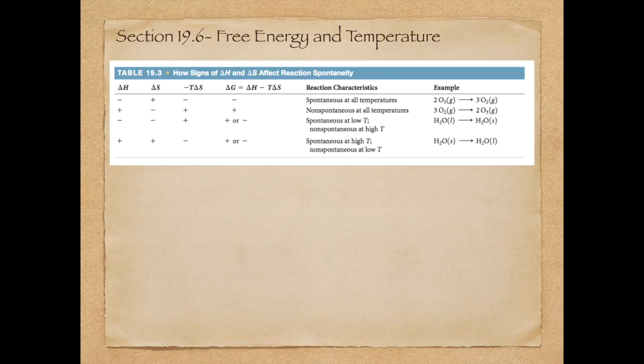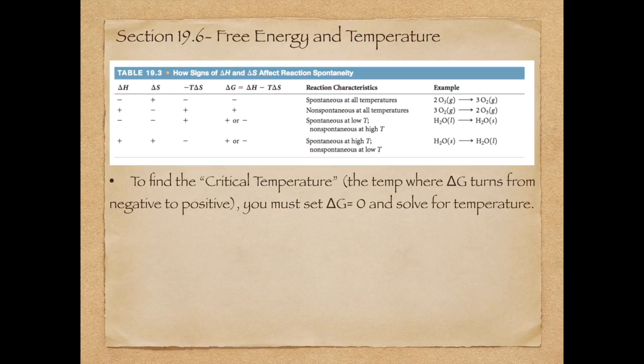In contrast, if your delta H is positive and your delta S is positive, well then if your temperature is very, very large, then your delta G will be negative, meaning it's going to be spontaneous. But if you have a very low temperature, that means your delta H is going to take over, which means the equation is going to produce a positive delta G, and therefore your reaction is going to be non-spontaneous. So to find the critical temperature, the temperature where delta G goes from positive to negative or negative to positive, you have to set your delta G equal to 0 and then solve for your temperature. Okay?